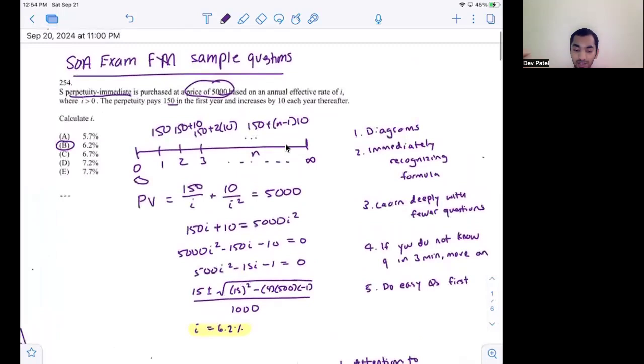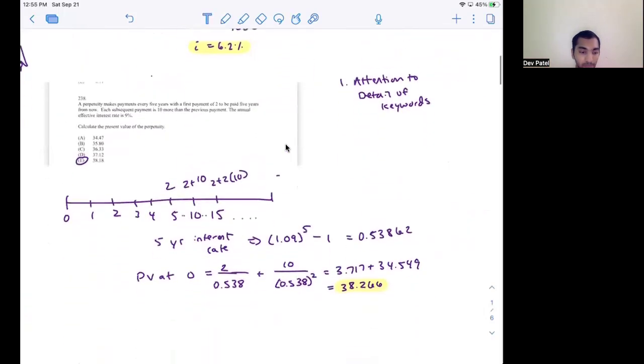Another thing is, if you do not know how to answer a question in 3 minutes, it's important to move on. This is a very time-intensive exam. You only have around 4 minutes per question. So if after a first read you think you're not going to be able to solve it in about 5 minutes, it's very important to keep moving instead of spending 20 minutes trying to solve it. You may not even get it right. So you want to really be aware of the time you're spending on these questions. So that was 254.